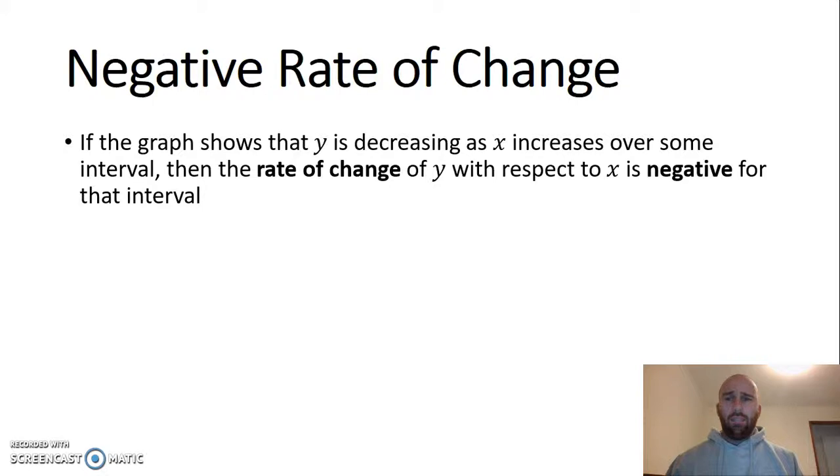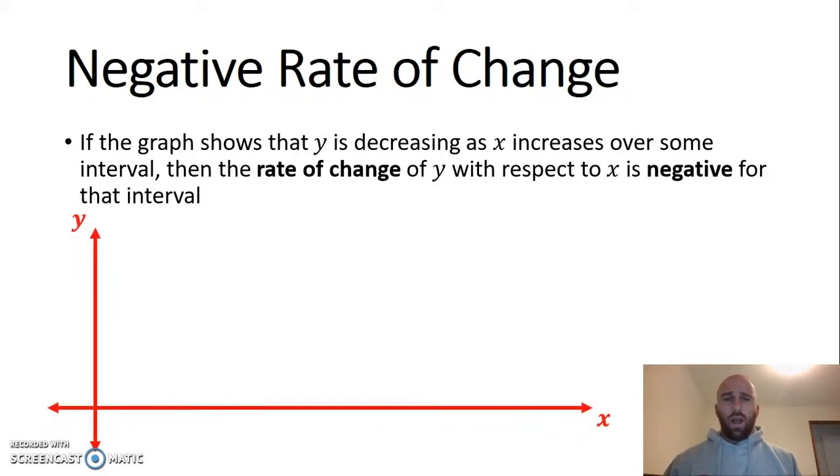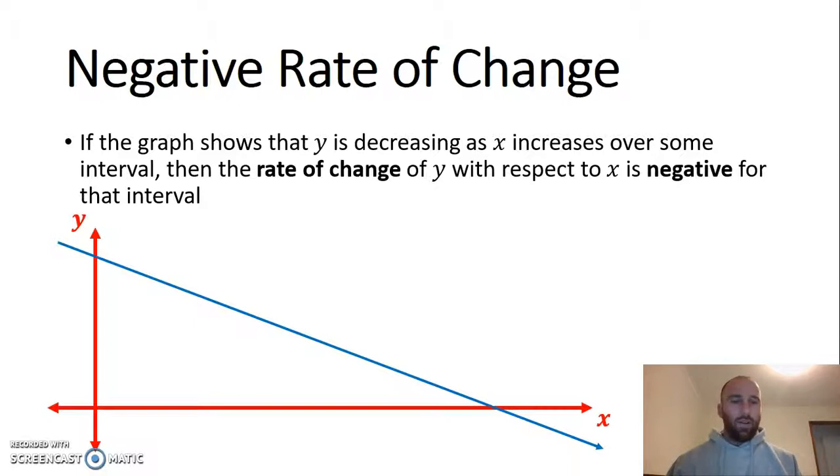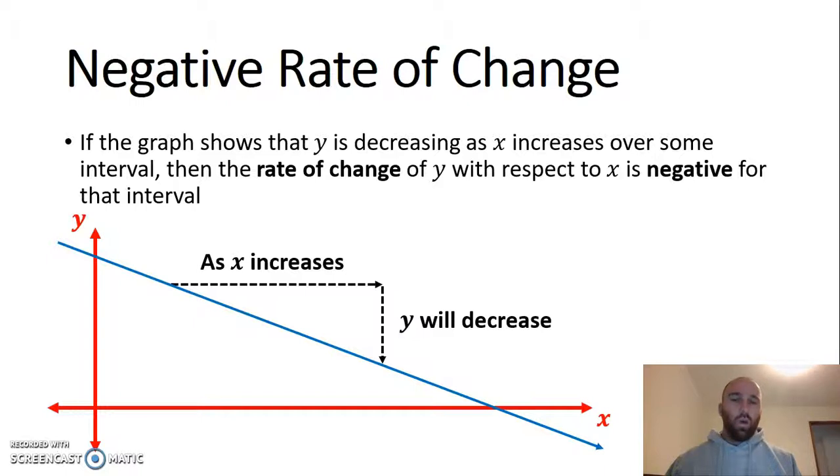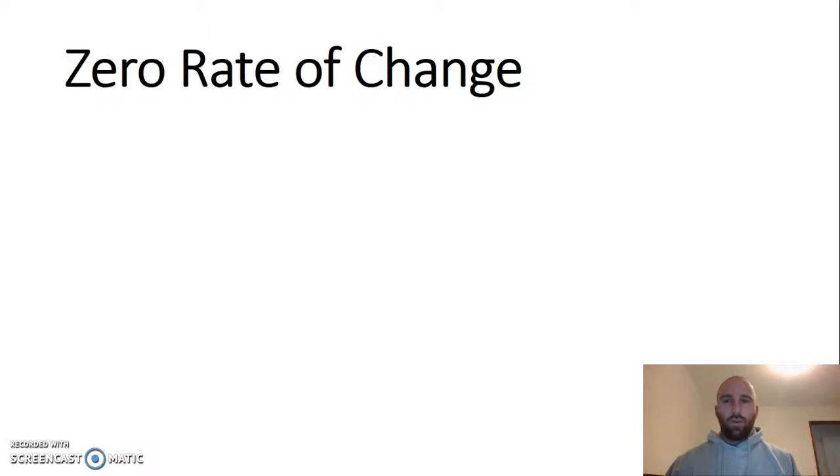So we've got our negative rate of change. If the graph shows that y is decreasing as x increases over some interval, then the rate of change of y with respect to x is negative over that interval. So as we can see there, we've got a negative slope. So x is increasing, y will decrease, and this is a negative rate of change. And that's what we're looking for at the moment.